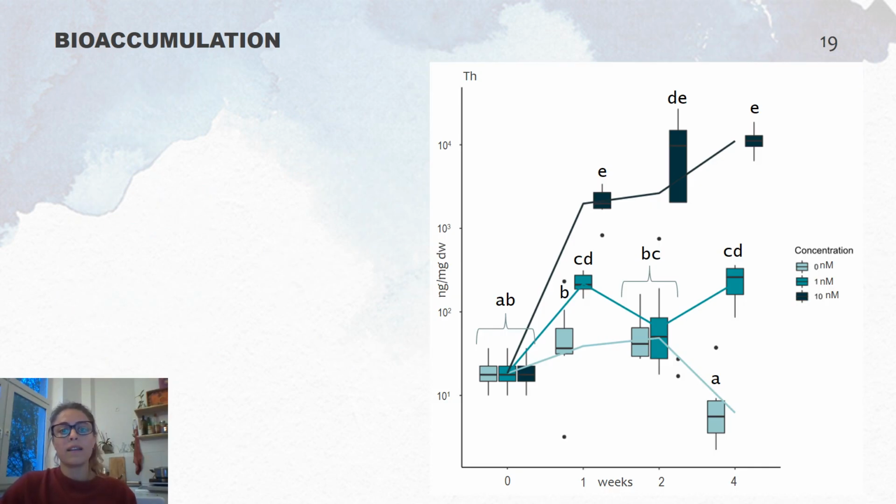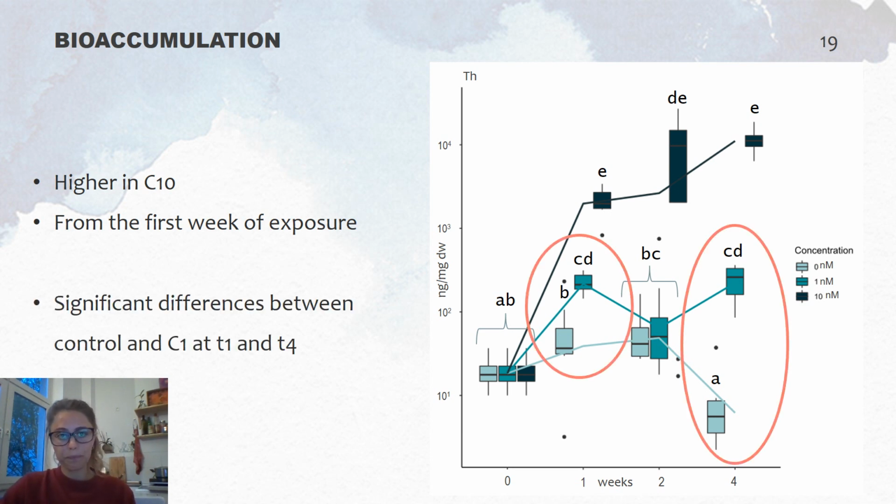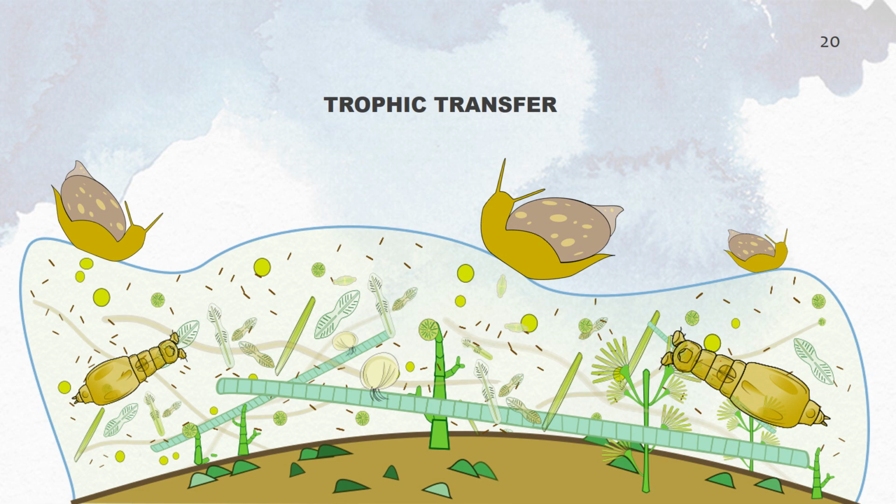So now let's talk about the bioaccumulation of thorium inside the biofilm. We can see that the bioaccumulation is significantly higher in the 10 nanomolar condition compared to the control since the first week of exposure. For the 1 nanomolar condition, it was more mitigated, and the results were significantly different from the control only at 1 and 4 weeks. So now let's talk about the trophic transfer experiment.